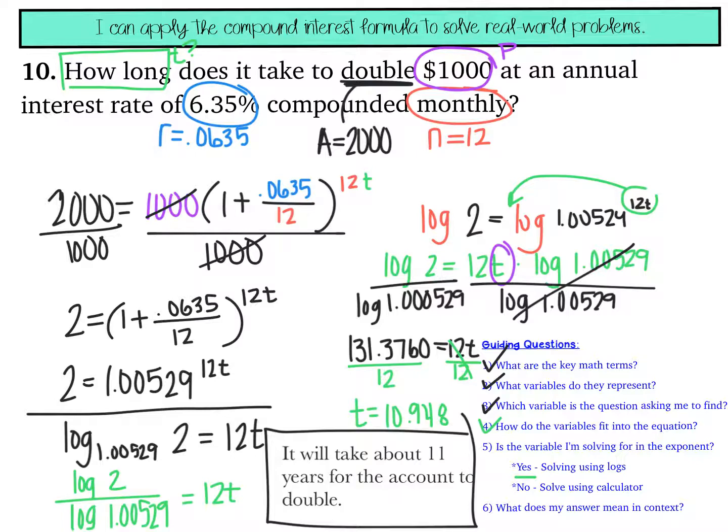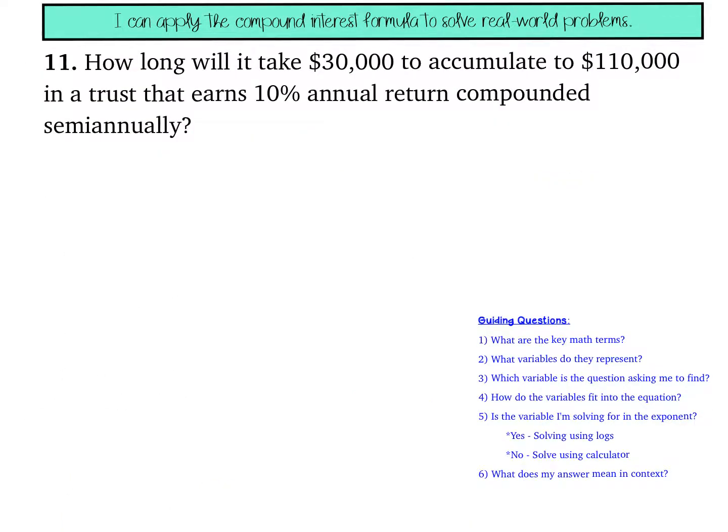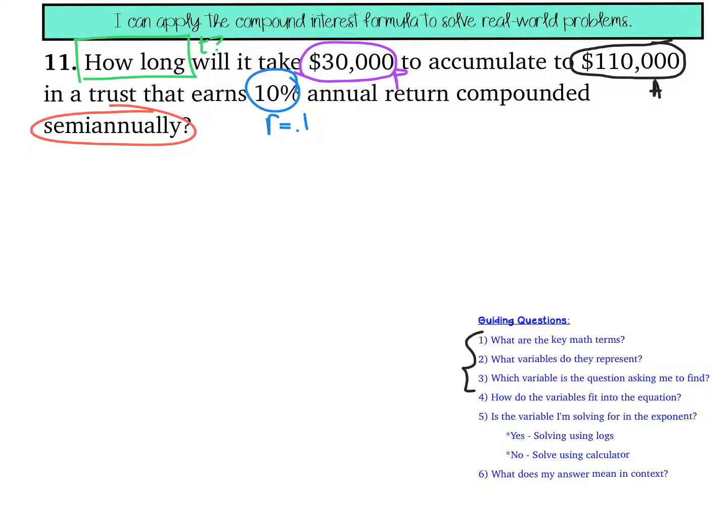All right, let's do a couple more. All right, so again, I'm going to read it and I'm going to use these 3 questions to start with. So how long? Well, we measure that with time. So again, I'm looking for t. Will it take $30,000, so that's my P, to accumulate to $110,000. So that's going to be my account balance. So that's A. In a trust that earns 10%, so that's my rate, and that's going to be 0.1 or 0.10, compounded semi-annually. So semi-annually, twice a year.